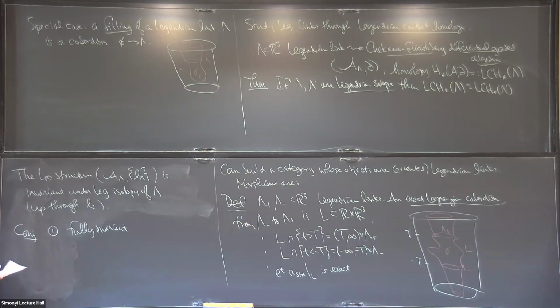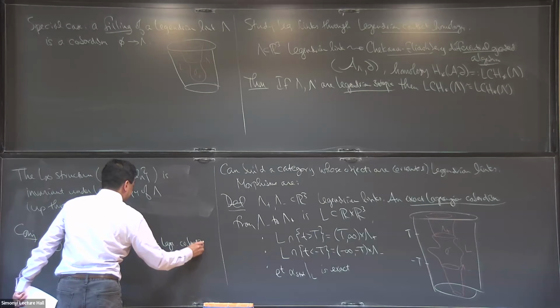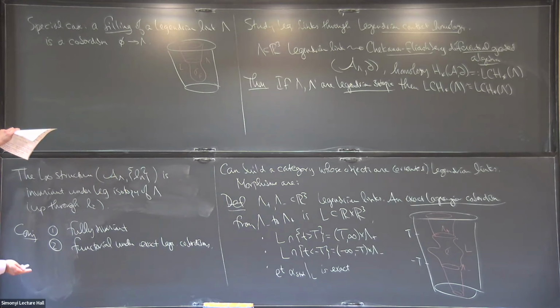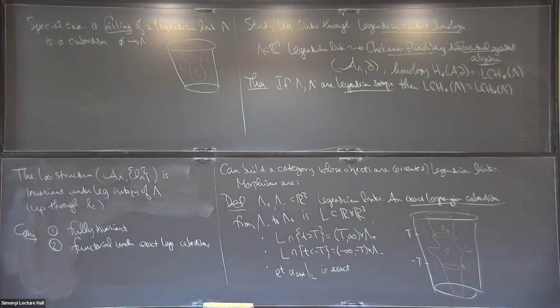Okay, so the conjecture is that this is fully invariant, and the second one is that this should be functorial under exact Lagrangian cobordisms. So this is something like, if you have an exact Lagrangian cobordism between lambda plus and lambda minus, then you get an L infinity morphism between the L infinity algebras. And again, the first order part of this is already done. That's the work of Ekholm, Honda, Kalman. And I think it should be true in general. I have a student who's working on a bit of this right now. Let's see how this goes.